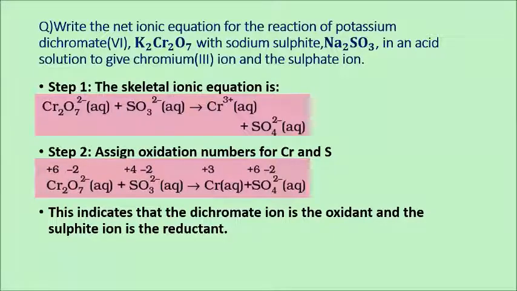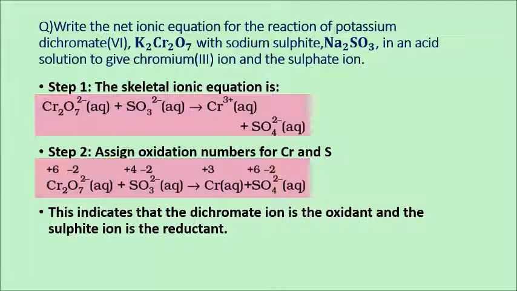So Cr2O7 2 minus, the dichromate ion, above the Cr, the +6 is mentioned. That is, chromium is in its +6 oxidation state. Oxygen -2. Then sulfite ion, S is in +4 oxidation state and oxygen -2. The next one, product side, we can see that Cr3 plus is there, so that means its oxidation state will be +3. Sulfate ion, SO4 2 minus, oxygen -2, sulfur +6. Now we know how to find out the oxidation number of each and every atom. We have learned it in the last session.